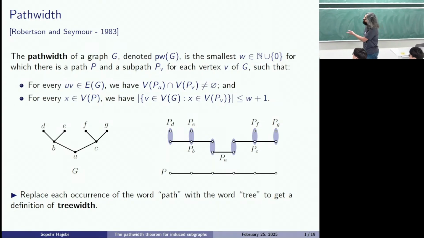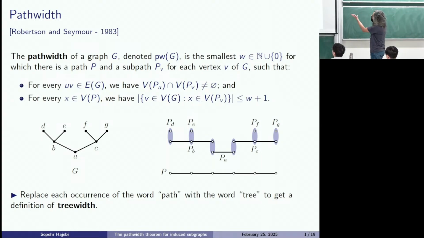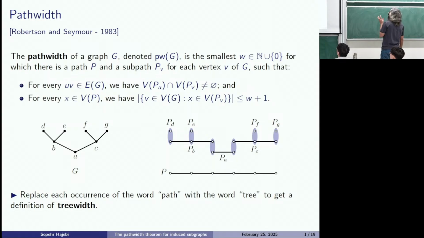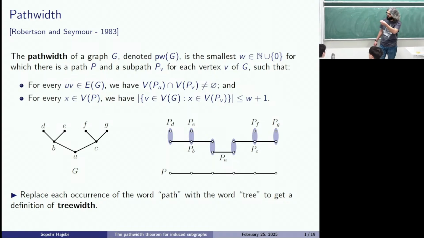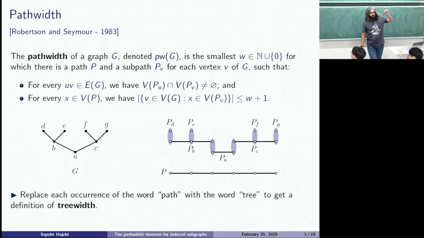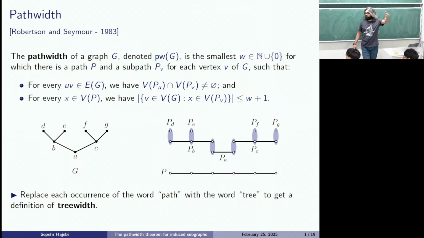So here's the formal definition. The pathwidth of a graph G is the smallest non-negative integer, let's call it W, for which you can find a path P and a subpath of P associated with each vertex of your graph G, such that whenever you have two adjacent vertices in the graph, the corresponding subpaths intersect. And every vertex of the underlying path is going to fall in at most W plus 1 of the subpaths.